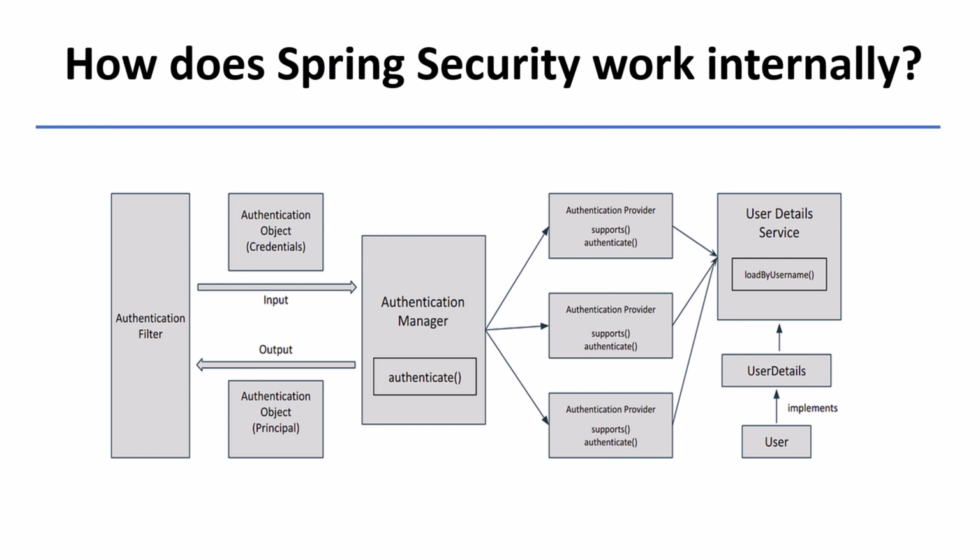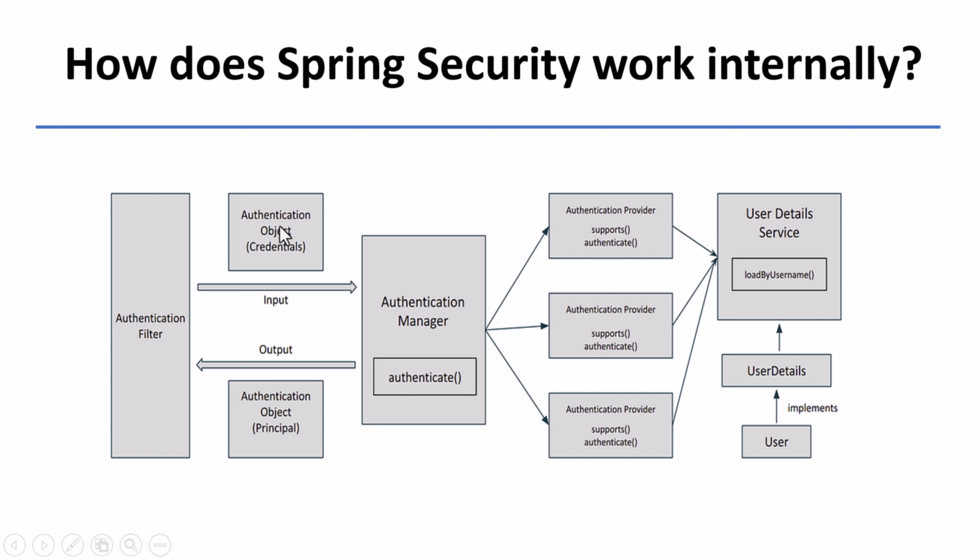One of the most important filters is the Authentication Filter. This is the filter that starts the authentication process. When the user sends the login request with username and password, this authentication filter is responsible for reading the login request, extracting the username and password, and wrapping them into an object called the Authentication Object. You can think of this as a request envelope containing the user's credentials.